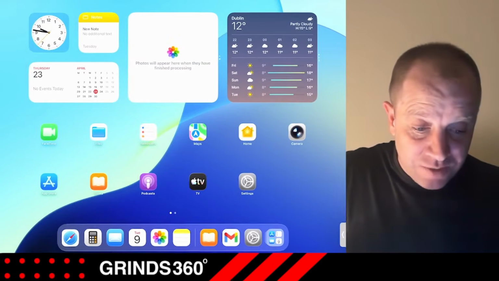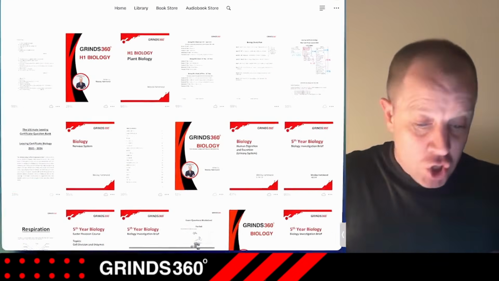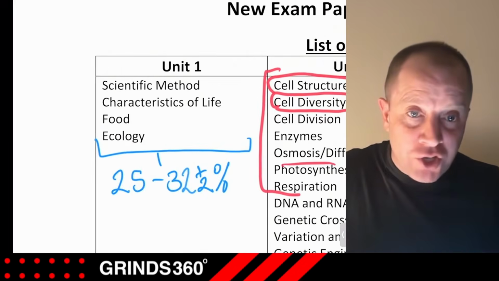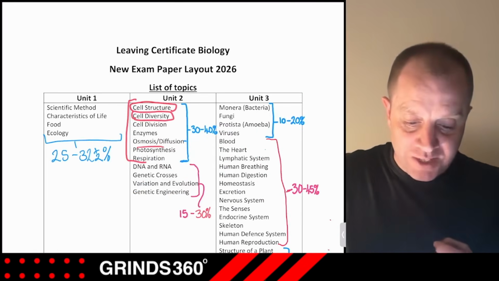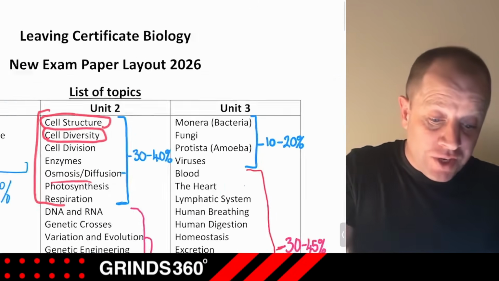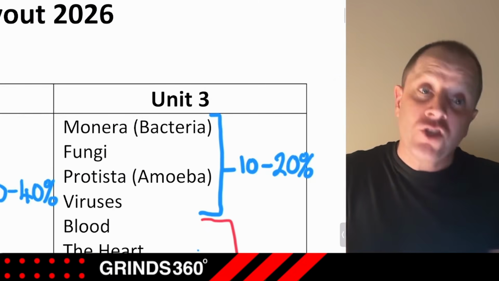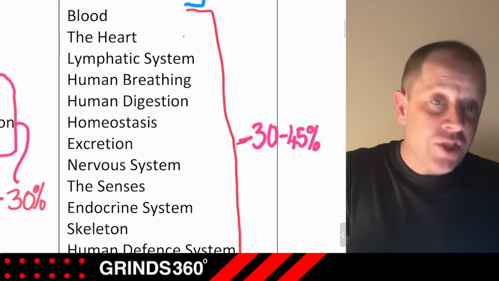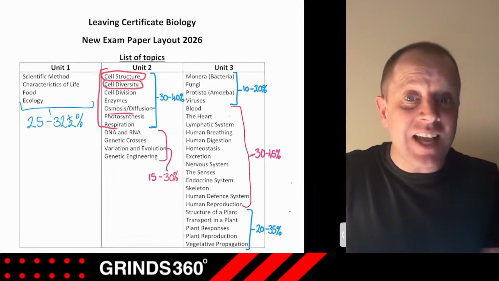And I'll say this to you to finish off. It's all about sections, everybody. It's all about sections. Study Unit 1, 25 to 32.5%. Study them 7 chapters in Unit 2, 30 to 40%. Study these 4 chapters in Unit 3, should be 10 to 20%. It won't be that far away. Study your human biology, 30 to 45%. You get the idea. All right?